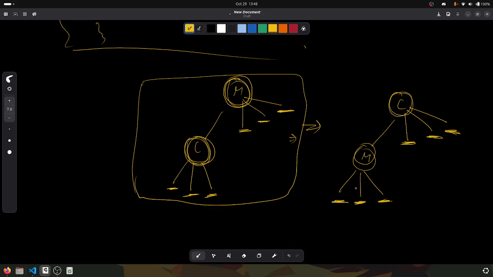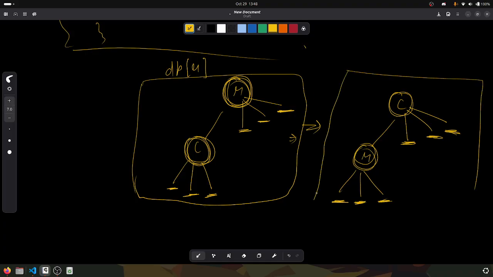Now let's try to formalize. Let's say the answer corresponding to this tree was dp of r. For this tree the answer was dp of r. Now if in some way we can find the answer for this tree using this dp of r in O of 1, then our problem will be solved. That was the whole issue. We don't want to calculate this in O of n. We need to do it faster. So if dp of r is known, let's try to find out the value of this.